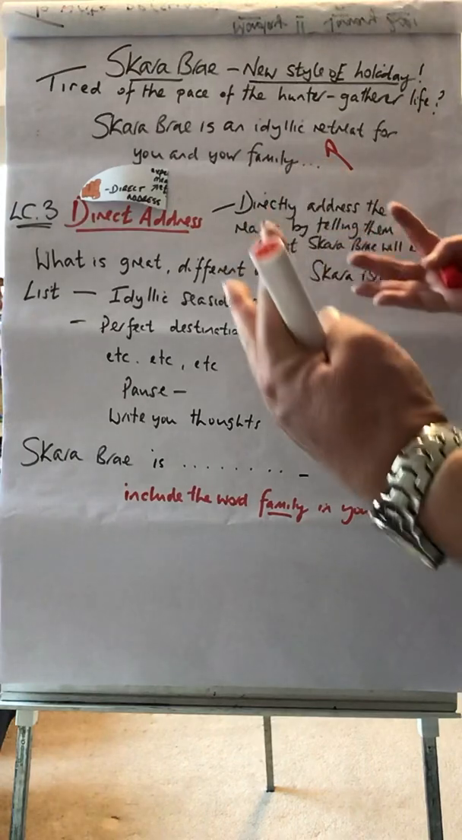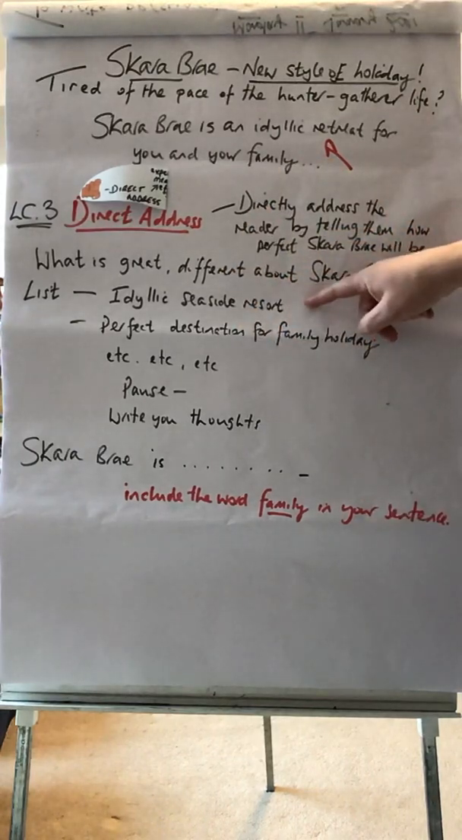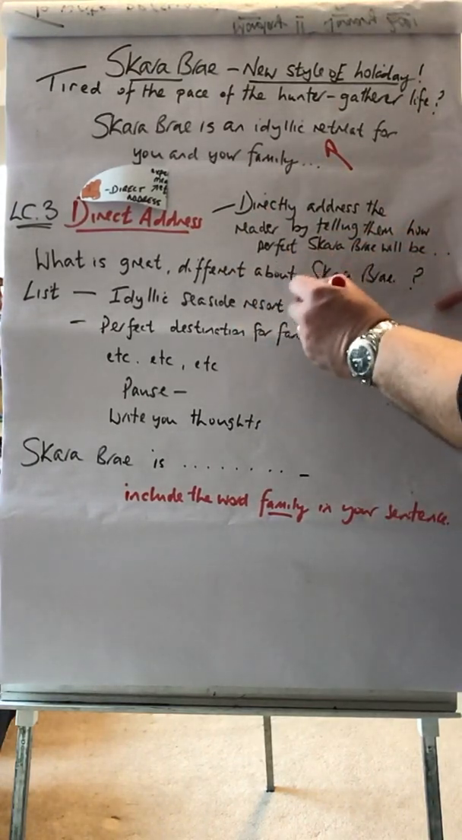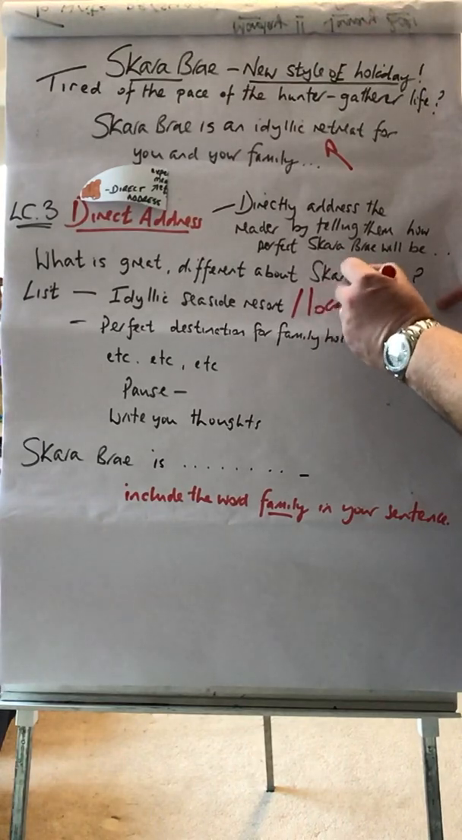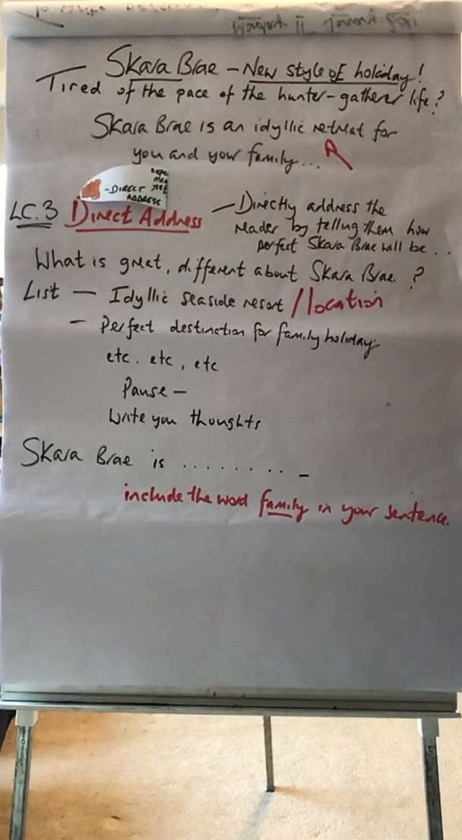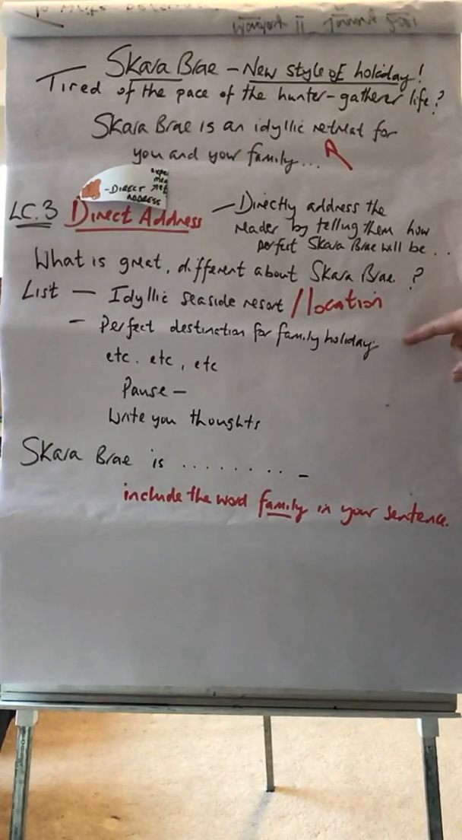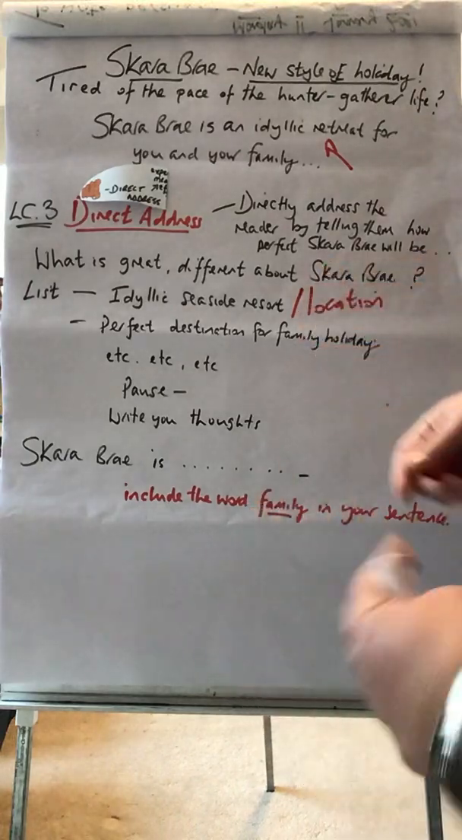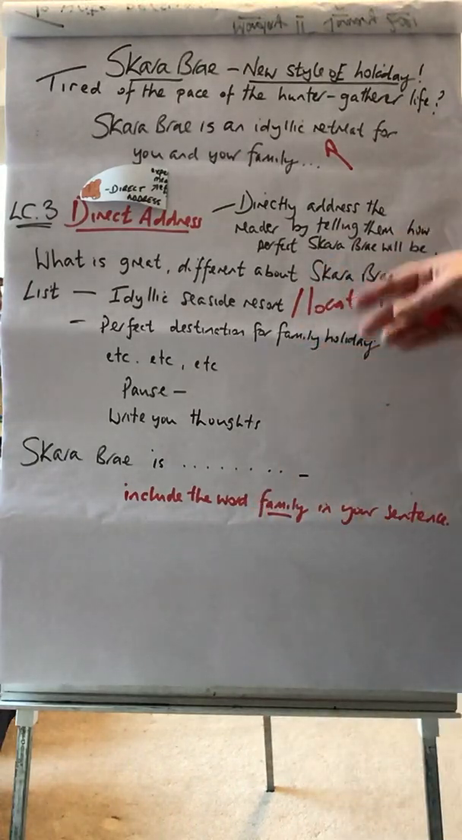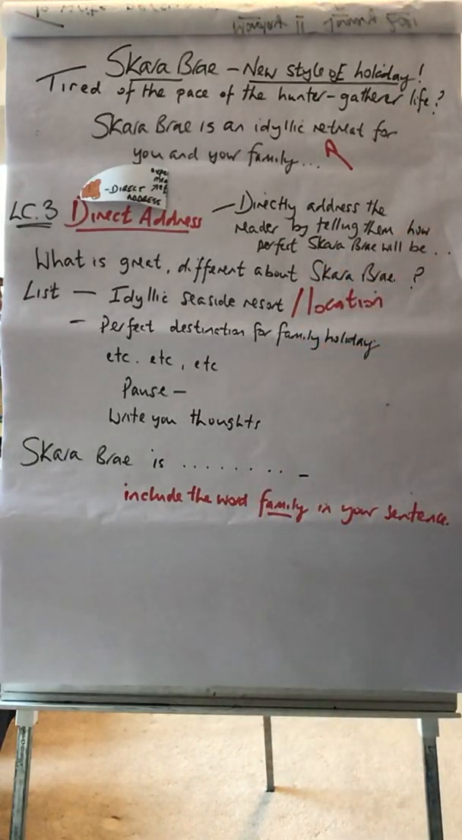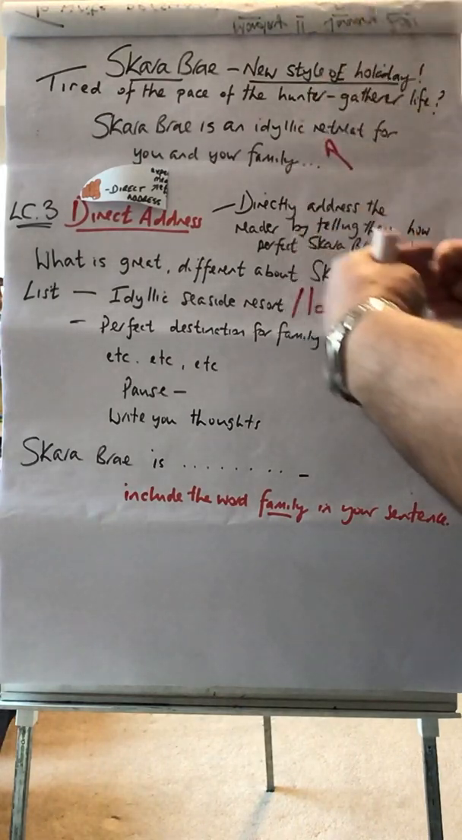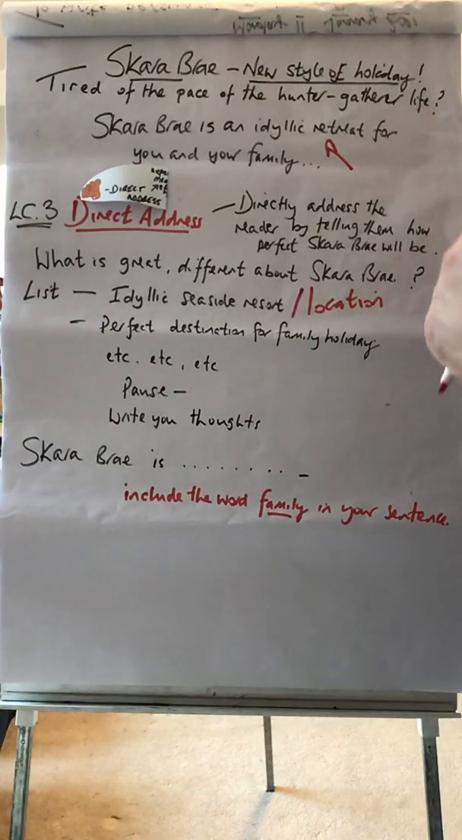Some ideas I had: it's an idyllic seaside resort or location. Remember, I showed you the pictures, and Mrs. Nicholson did some brilliant work with you when it came to showing you some videos of the place and what it was like to live there. It's a perfect destination for a family holiday, etc. You need to think of what is really special or unique about Skara Brea. That's what you're going to do in your last learning chunk, and you're going to directly address it to the person you're trying to persuade.